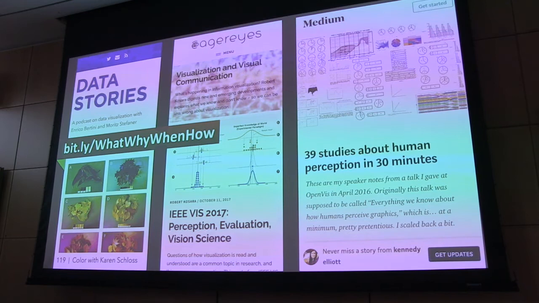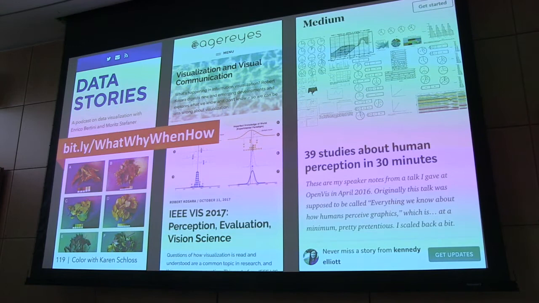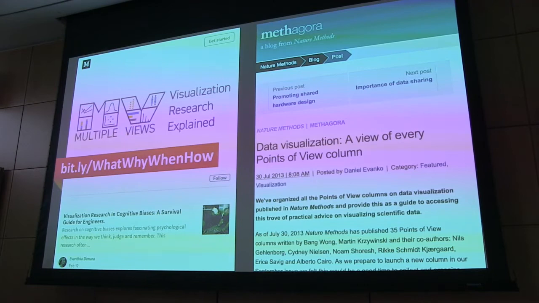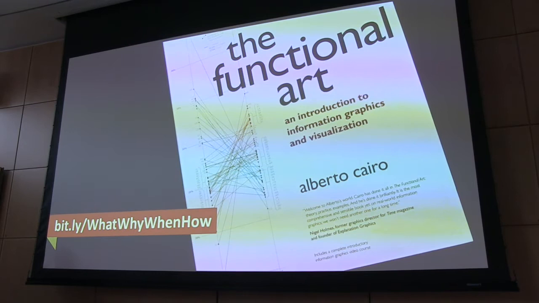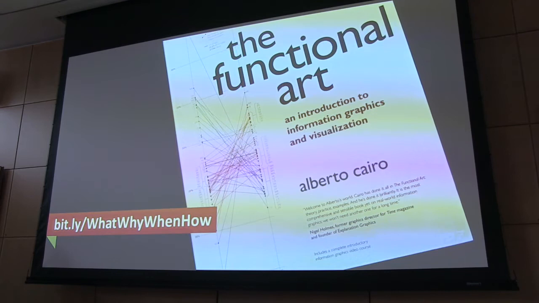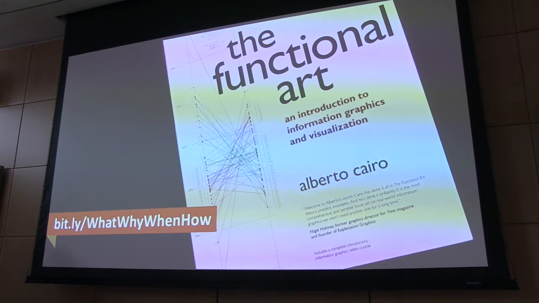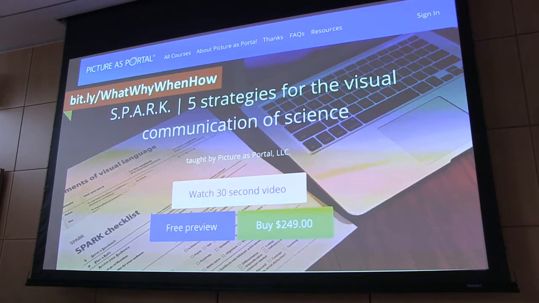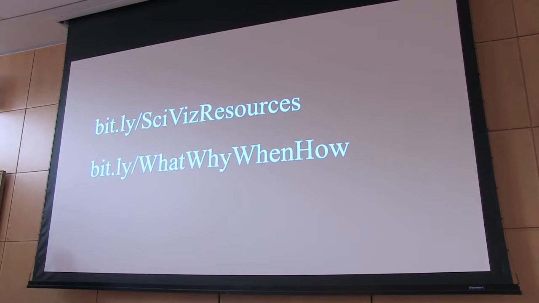And I love this one from Kennedy Elliott. It's a post entitled 39 Studies About Human Perception in 30 Minutes. As well as Multiple Views, a Visualization Research Explained blog, and the Nature Methods column, Points of View. My top pick for an overview of developing information graphics that includes diagrams and schematics as well as data visualizations, and that also has a solid foundation in perception science, is Alberto Cairo's The Functional Art. Also, for science-centric explanatory diagrams and schematics, I recommend the Spark online class by Tammy Tolpa and Betsy Pillay. Again, those resources and more information can be found here.